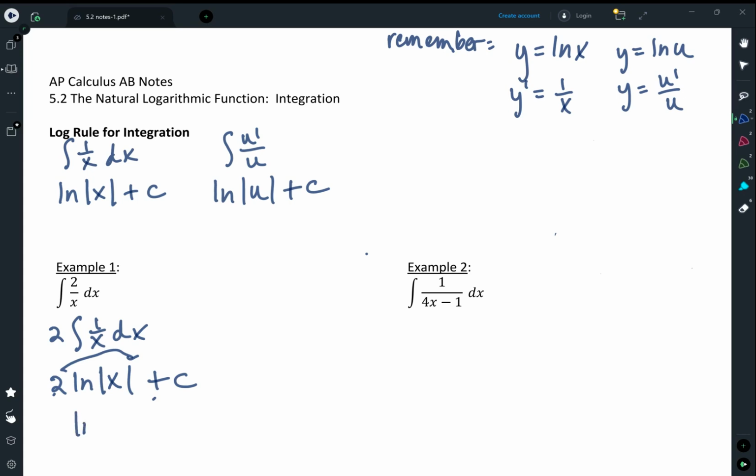So I could write it as the natural log of x squared. And then when I write it as x squared, I don't have to worry about forcing it to be positive anymore, because when I square it, it will be positive. And I could write plus c.